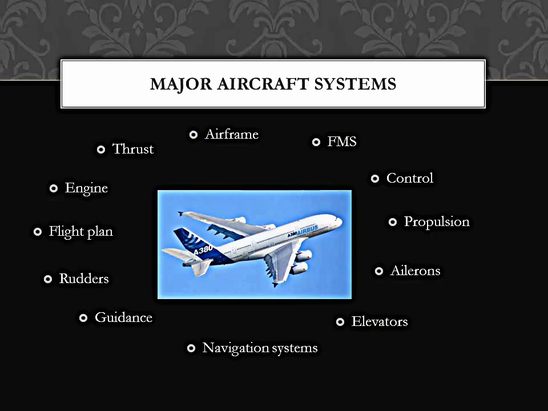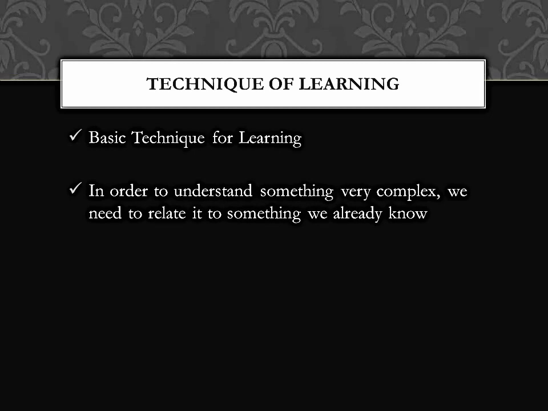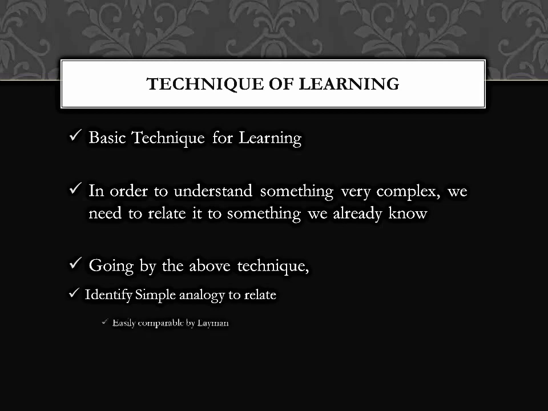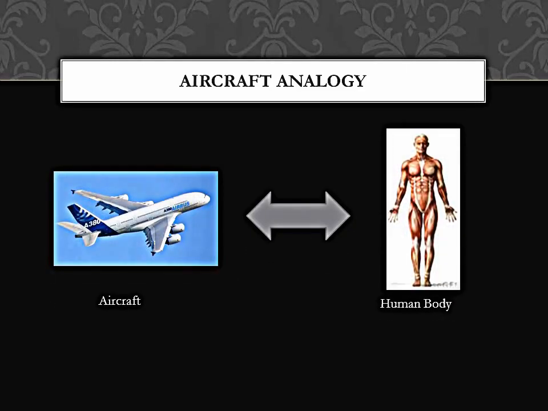So in this chapter I'm going to use a simple technique. One of the basic techniques for learning any subject is that in order to understand something very complex, we need to relate it to something we already know. Going by this technique, we need to identify a simple analogy that relates to the aircraft so that we can easily compare the two. And the analogy that I'm going to take today to relate to an aircraft is the human body.